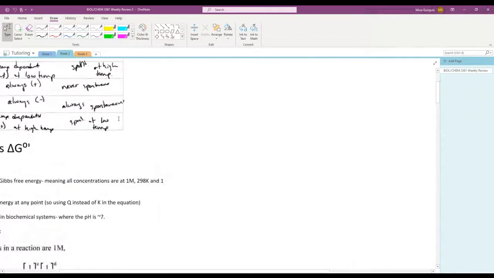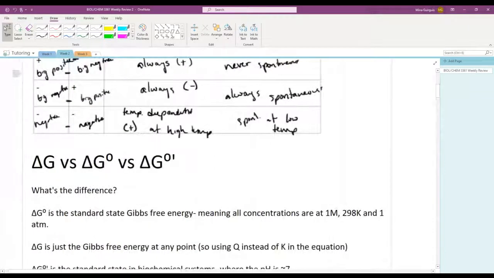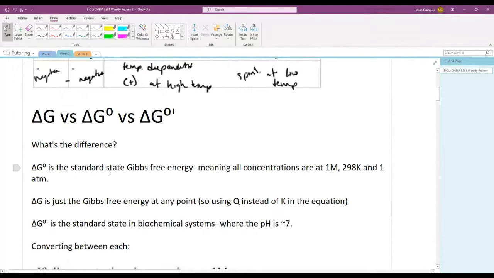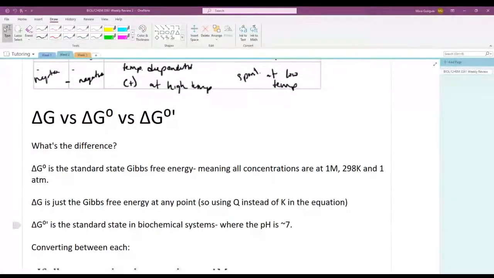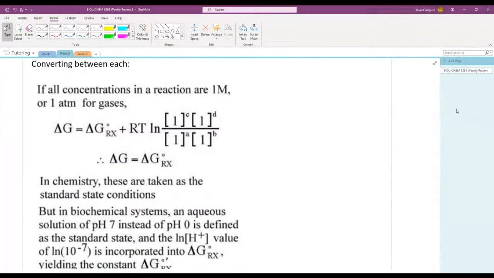The second question we got was delta G versus delta G naught. And I have that over here, so I want to just very briefly go over it. So delta G naught is the standard state Gibbs free energy. So all concentrations are at 1 molar. You're at about room temperature, so 298 Kelvin and 1 atmosphere. Delta G is the Gibbs free energy at any point. Delta G naught prime is the standard state in biochemical systems, so where the pH is about 7. And I believe I got this pretty much from your PowerPoint, just so that I can make sure I had it all accurate. So this is standard state.